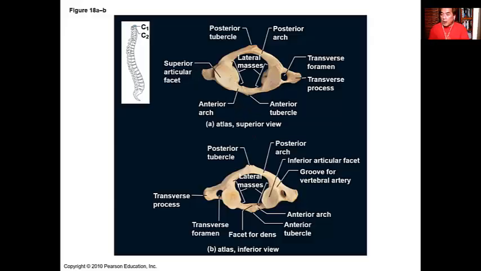Okay, this will be atlas. No spinous process in the atlas, only a tubercle. And then after that, you have these masses. It doesn't have this part here that is called the body. Okay, so this is going to be your atlas.